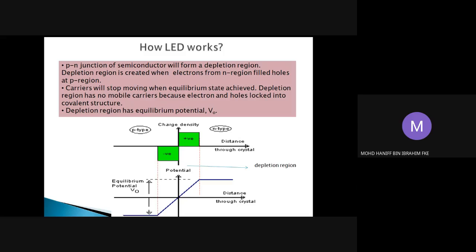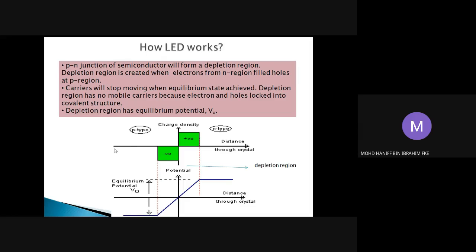In an LED, the P semiconductor and N semiconductor need to be combined together, which produces a PN junction. The same thing applies in a PN diode that we have learned in electronics before. When we connect the P material and N material, we have a PN junction, and the PN junction will form a depletion region. So what is a depletion region?